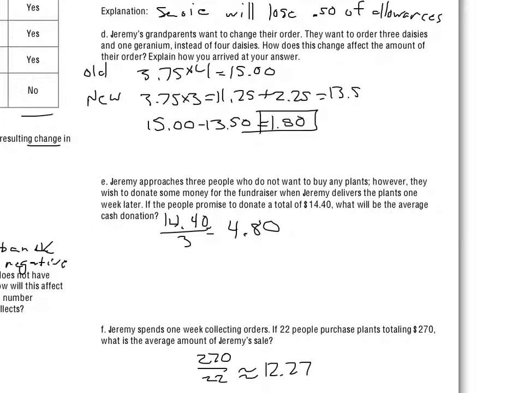So looking at this, the grandparents changed their order, so we have a couple multiplications in addition to do here. Their old order would have been $15. Their new order would have been $3.75 times 3, which is $11.25, plus the $2.25. That gives me $13.50. The change in their order is going to be $1.50.